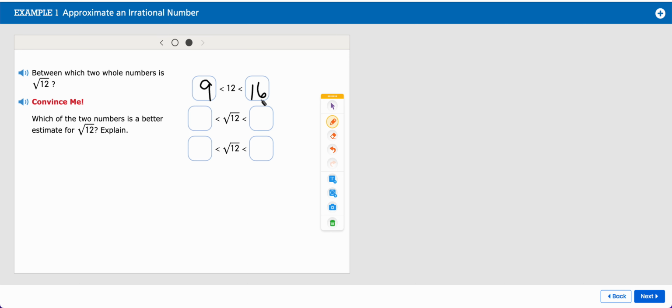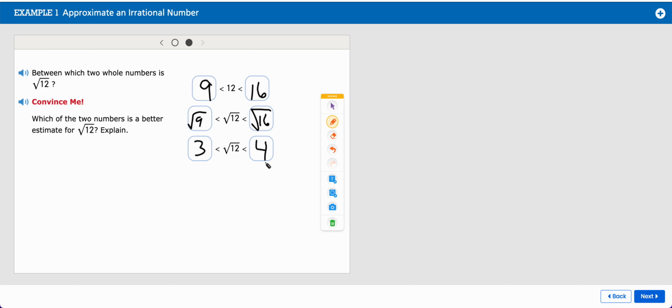Okay, so the square root of 9 is less than the square root of 12, and the square root of 12 is less than the square root of 16. So what two whole numbers go here? Square root of 9 is 3, square root of 16 is 4. So the square root of 12 is somewhere between 3 and 4.